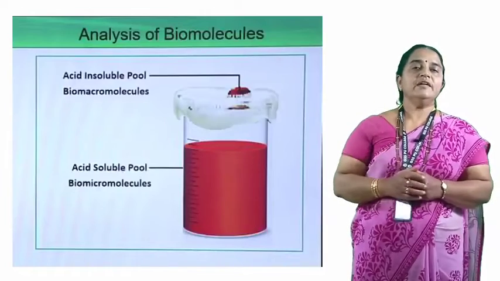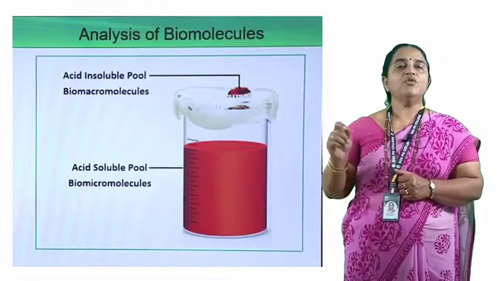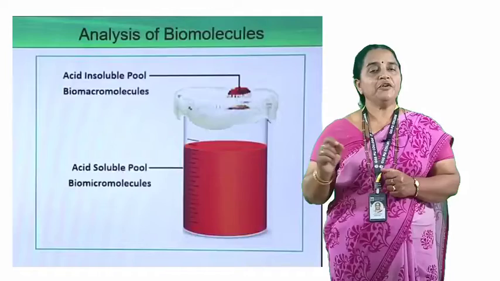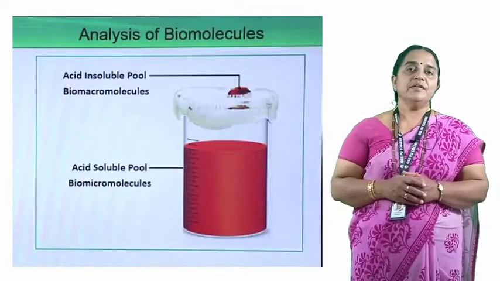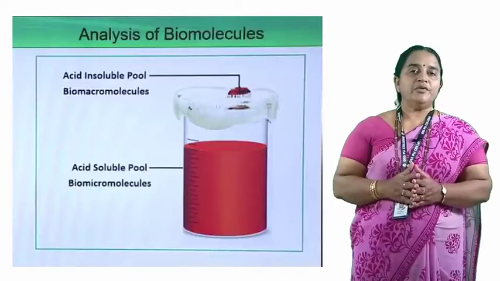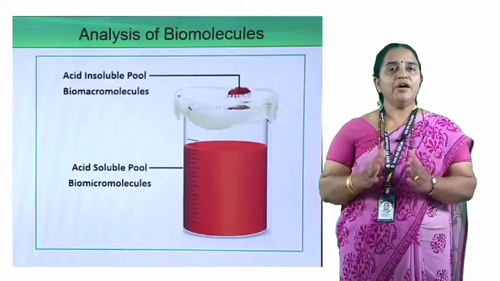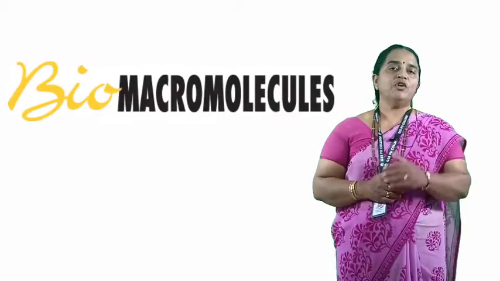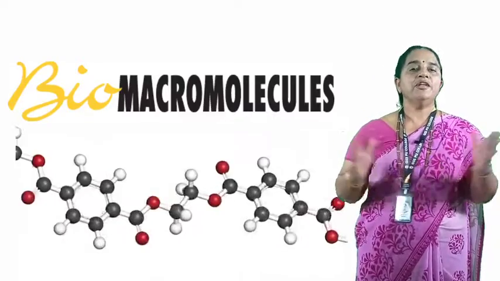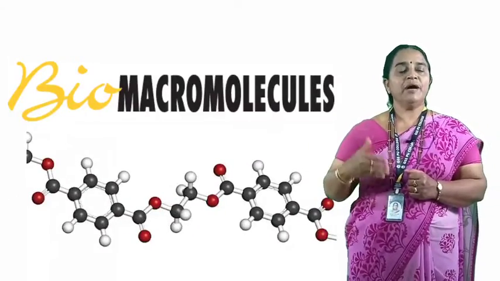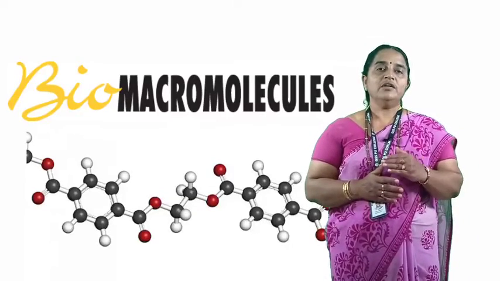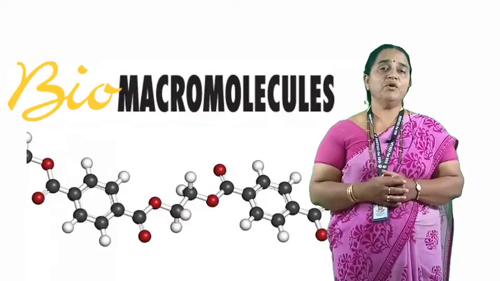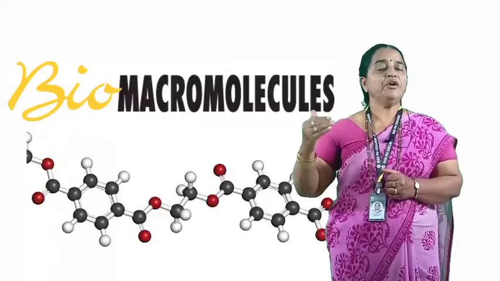Now here retentate contains biomacromolecules and acid soluble pool contains biomicromolecules. So basically there are two groups of biomolecules, biomacromolecules and biomicromolecules. In this topic we are learning biomacromolecules. These are the polymers made up of monomers by forming covalent bonds, or these are also known as various chemical bonds. We are learning different bonds when we learn each biomolecule further.